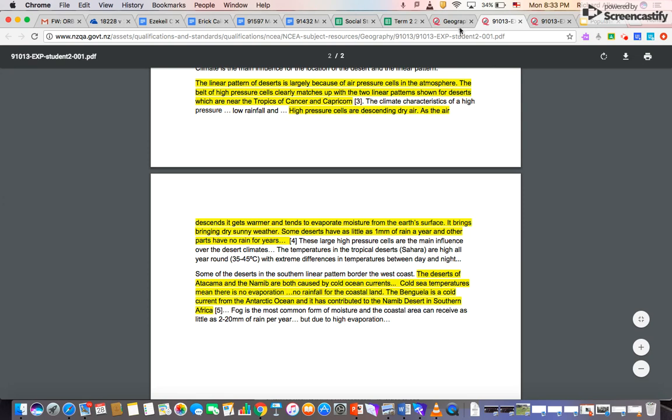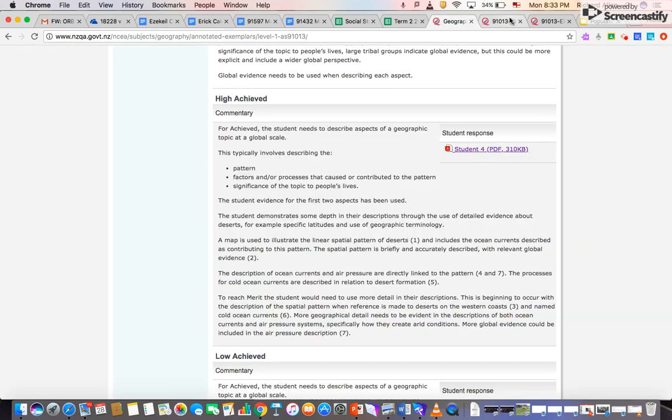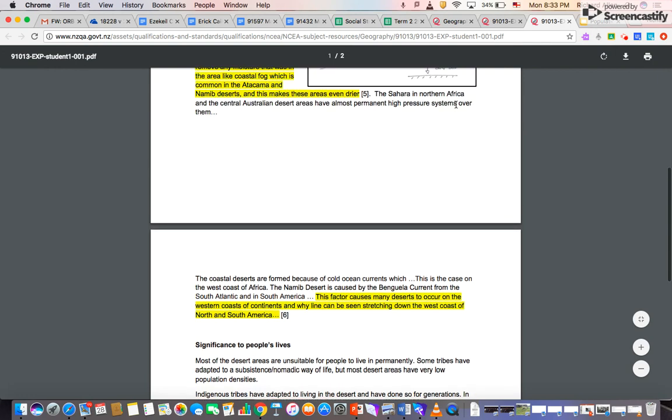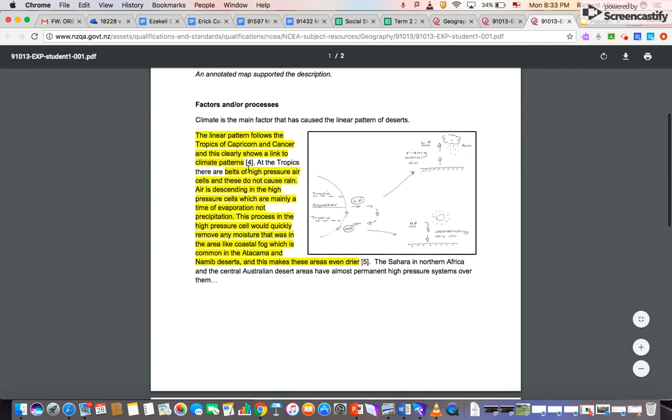How did some of the people get an excellence? Well, let's go over to an excellence. And in this excellence here, you can see when they're talking about the pattern, they've gone into really good detail about what the weather is like. The linear pattern follows the Tropic of Capricorn and Cancer. They talk about the climate patterns. They've talked about what makes air pressure, and they've shown a map or a diagram.